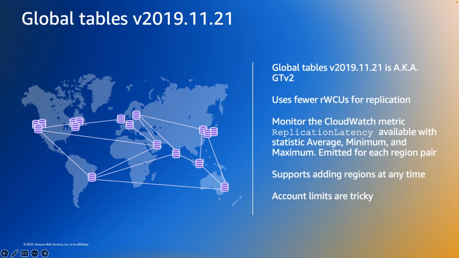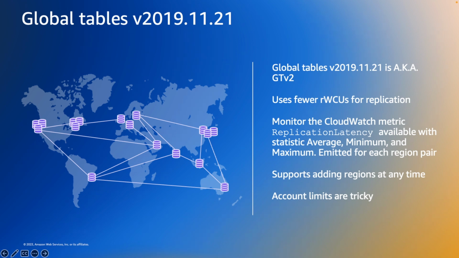Now, we recommend to use GT 2019. That is the default in the console. It uses fewer replicated write capacity units, which, by the way, is a different capacity unit than a regional table. So base tables that are only in one region use write capacity units or write units. Their GSIs will use write capacity units. But the base tables and global secondary indexes in global tables use replicated write capacity units, which are charged at a higher rate, so be aware of that.